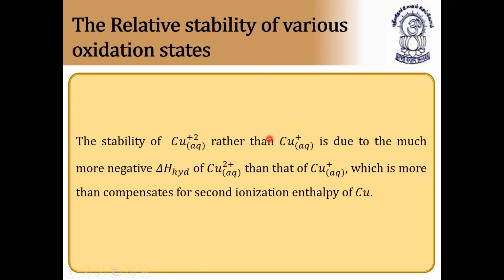The stability of Cu+2 rather than Cu+ is due to the much more negative hydration enthalpy of Cu+2 than that of Cu+. The hydration enthalpy more than compensates for the second ionization enthalpy of copper. So why is Cu+2 more stable than Cu+? Because of the more negative hydration enthalpy of Cu+2 than that of Cu+1.